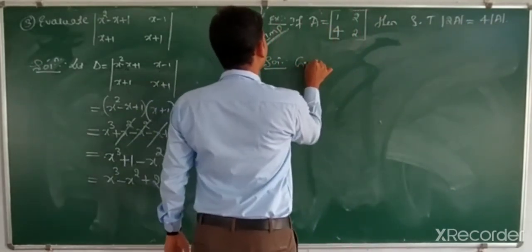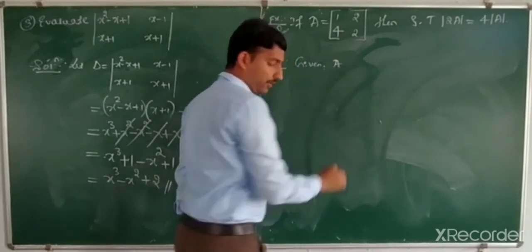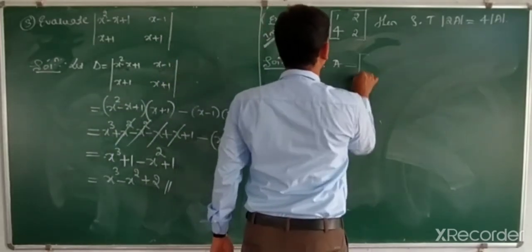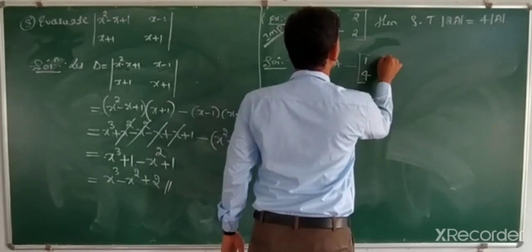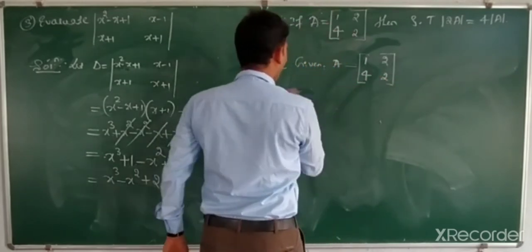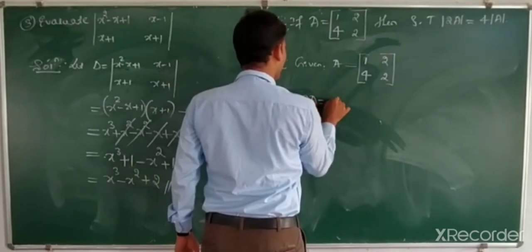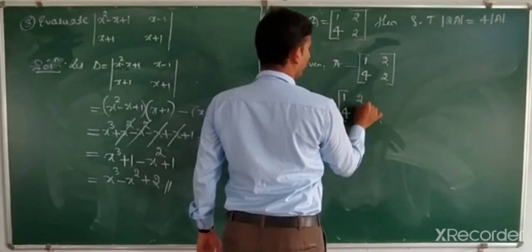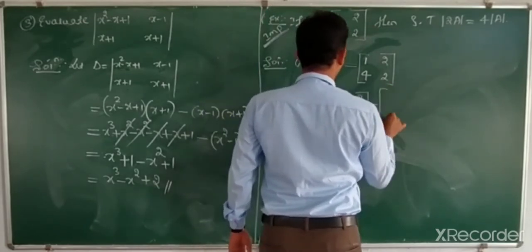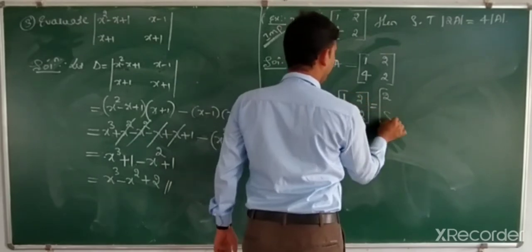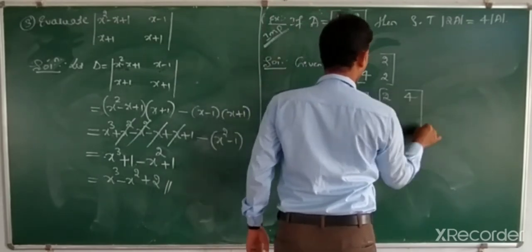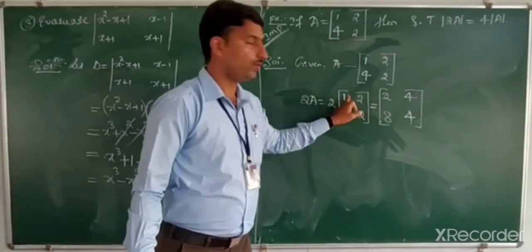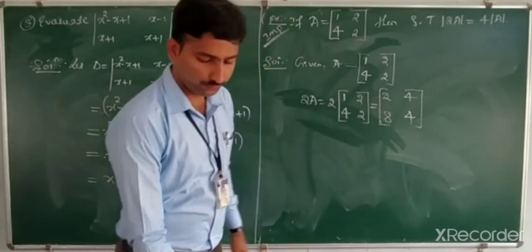Given A is equal to 1 4 2 2. 2 times A is equal to scalar multiplication 2 into 1 4 2 2, which equals 2 into 1 is 2, 8, 2 into 2 that is 4, after that 2 into 2 is 4, correct? 2, 8, 2 ones are 2, 2 4s are 8, 2 2s are 4, 2 4s are 4.